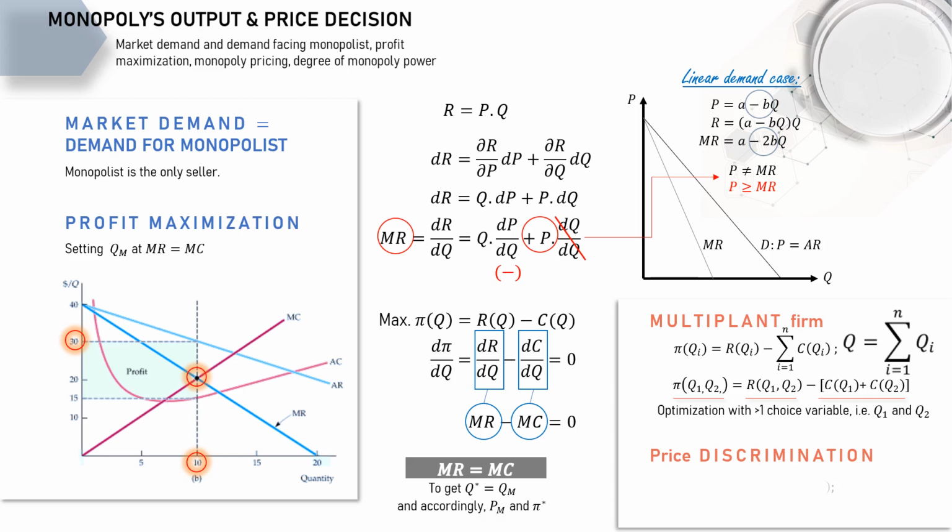Price discrimination is similar. You can compare the profit function with that in the multi-plant case. We'll talk further about it more specifically later.